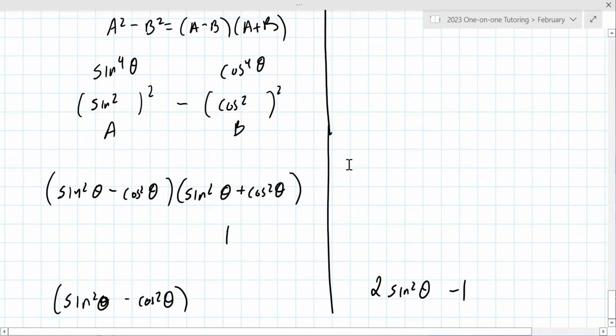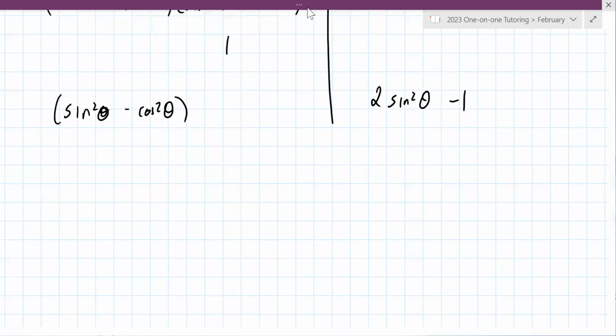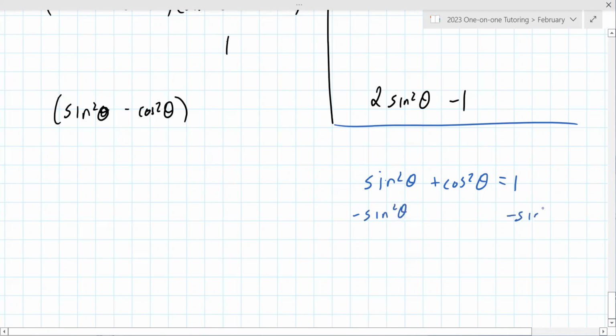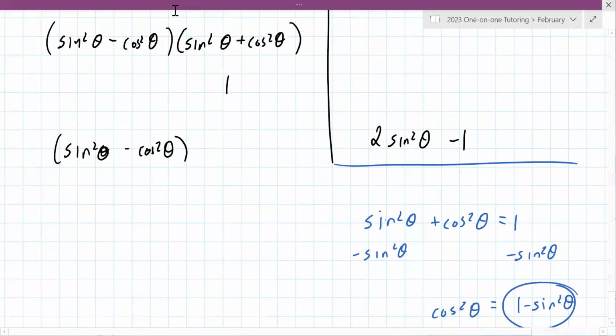Now, the one we're talking about here, I'm going to do off to the side in blue, is sine squared theta plus cosine squared theta equals 1. Since your answer has a sine squared theta in it, you want to substitute in for cosine squared, because the answer doesn't have a cosine squared in it. So you have to solve this for cosine squared. You're going to subtract sine squared theta from both sides. Cosine squared theta equals 1 minus sine squared theta. This is what's going to take the place of the cosine squared theta on the left.